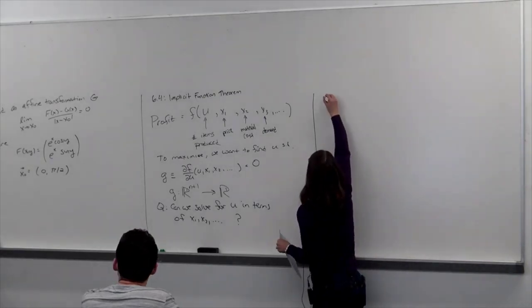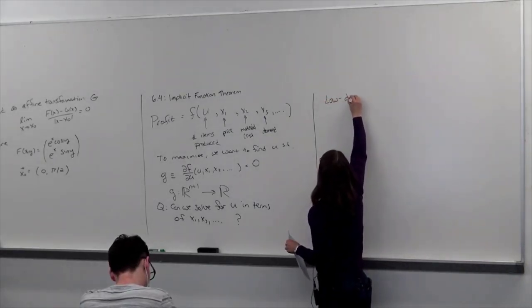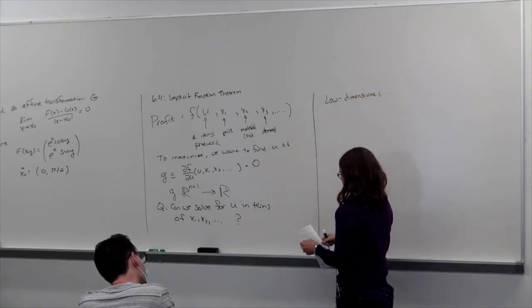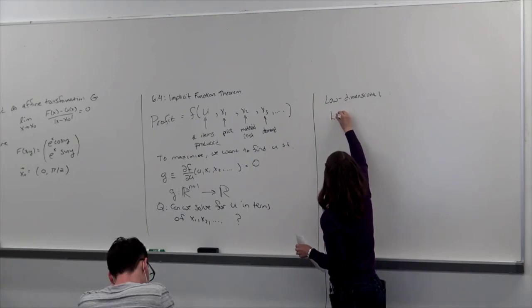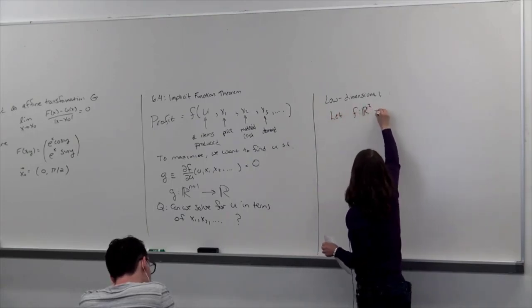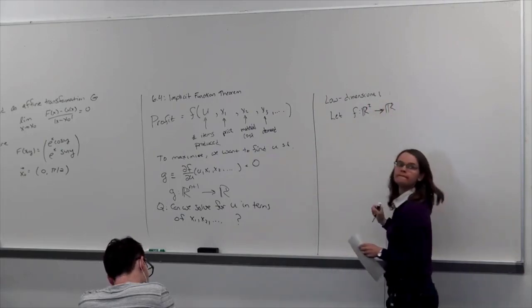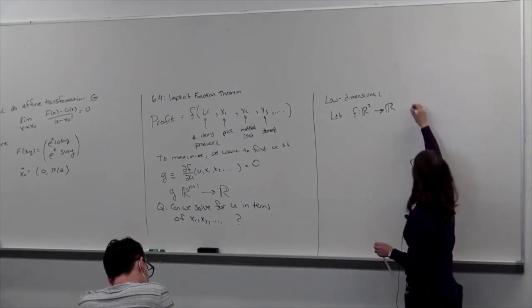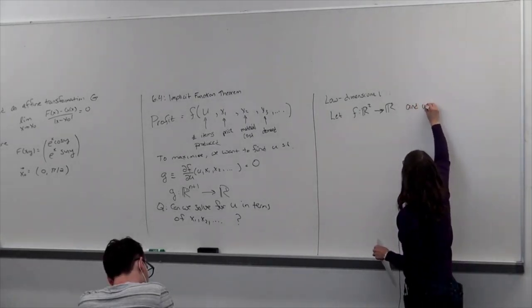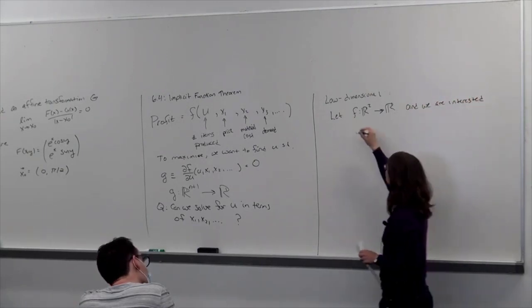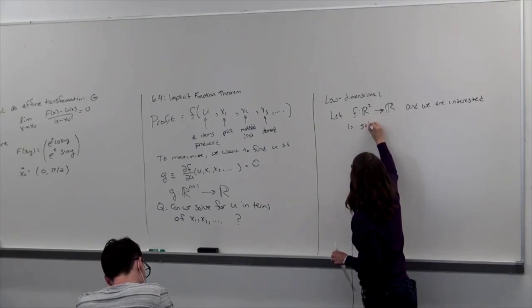Okay, so let's start low dimensional. Let's suppose that f takes R^2 and maps it into R, and we're interested in solving f equals 0.